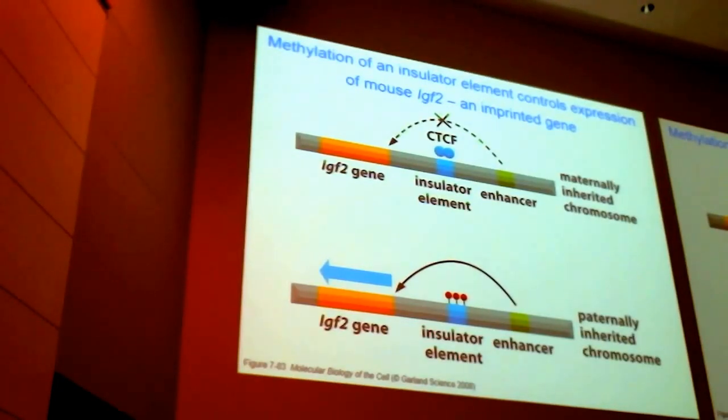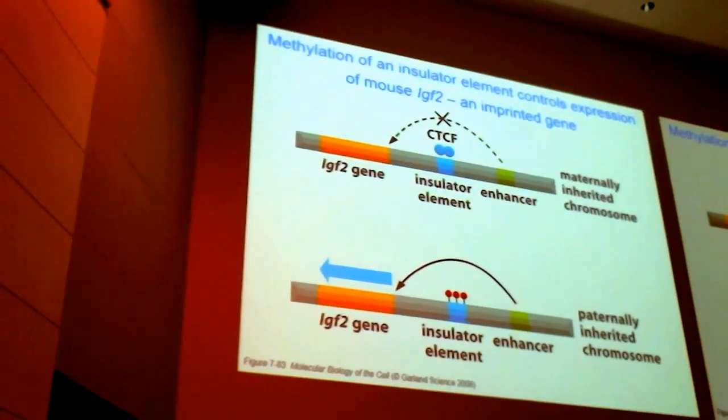I hope you heard about barrier elements and insulator elements in the previous lecture. That's where this comes in. Insulators and barriers are kind of boundary elements that prevent gene regulation from spreading across genes.